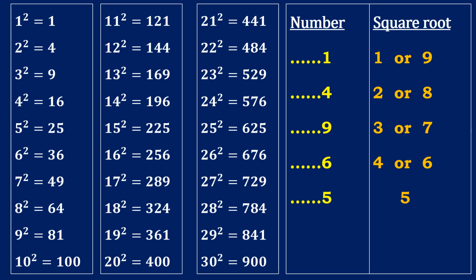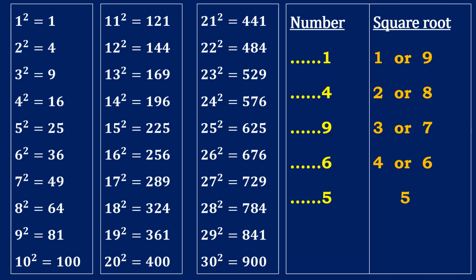Similarly, whenever a number ends with 4, the square root ends with either 2 or 8. You see that in the numbers 144, 324, 484, and 784, their square roots end with either 2 or 8. Whenever a number ends with 9, the square root ends with either 3 or 7. You see that in the numbers 169, 289, 529, and 729, their square roots end with either 3 or 7.